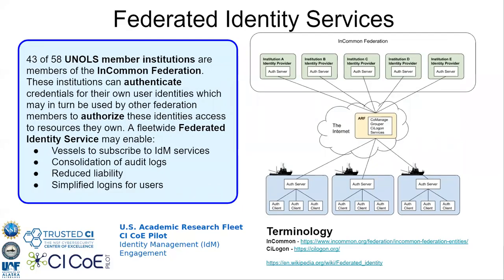As of this recording, 43 of 58 UNOLS member institutions are members of the InCommon Federation. Federation member institutions can authenticate credentials for their own user identities and provide confirmation for other member institutions that the users are who they claim to be. Because Federation members trust one another to authenticate credentials, identities from different institutions can be used by other Federation members to authorize these identities access to resources which they own.